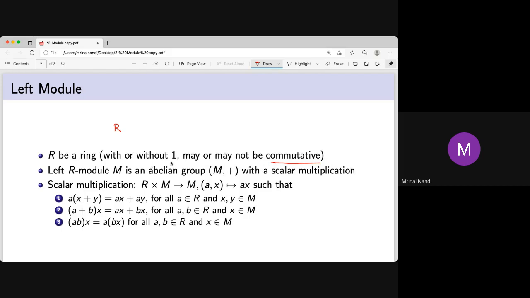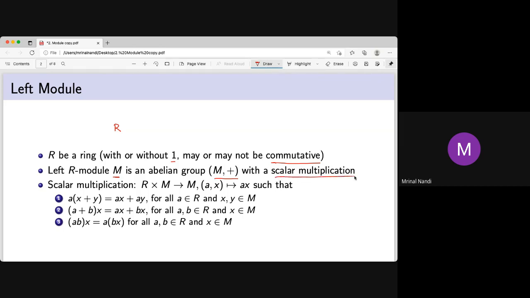But one is a slightly confusing point. In some books they take that one is there, and in some books the author takes that one may or may not be there. So now, what is a left module? A left R-module M is an abelian group. First of all it must be an abelian group. So if there are two elements x and y in M, then x plus y is in M, where plus is the binary operation, and there is a 0, x plus 0 equals x, x plus y equals y plus x, and the associative property, x plus (y plus z) equals (x plus y) plus z. So this is a group, and there is a scalar multiplication.